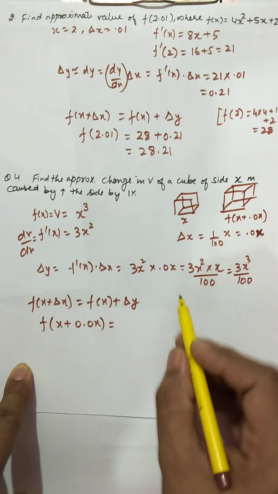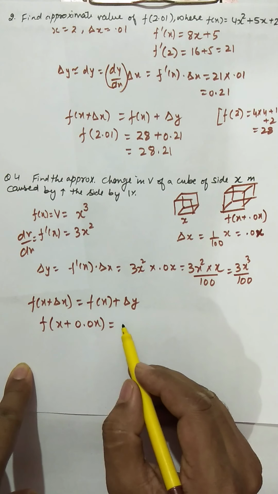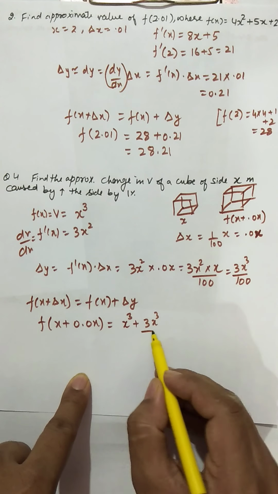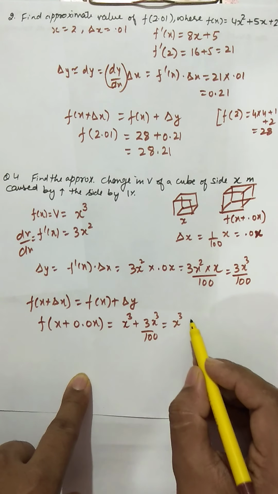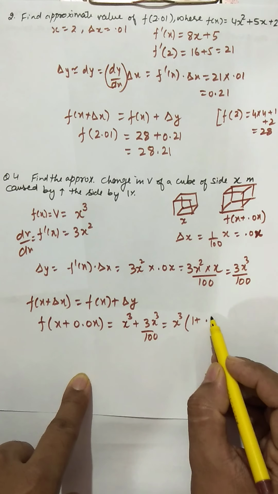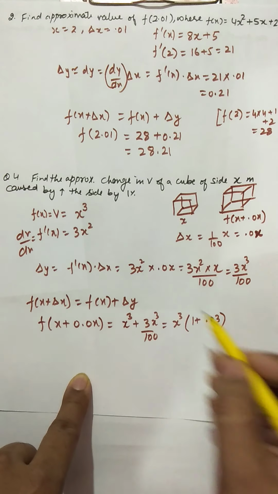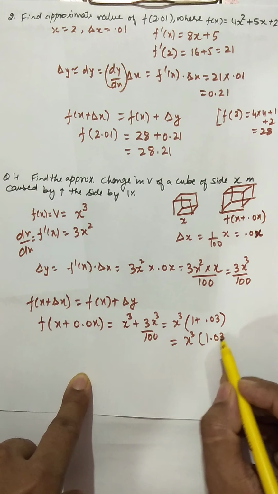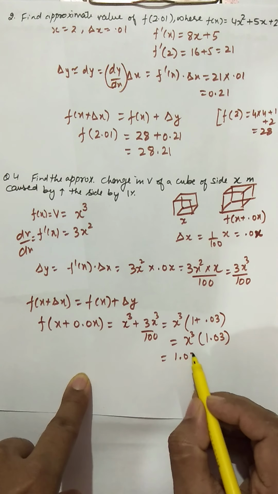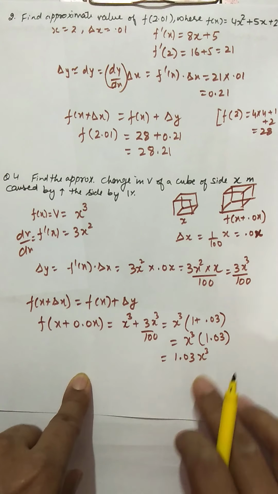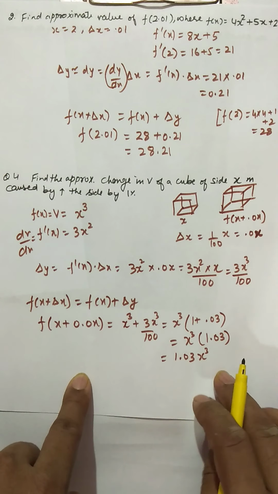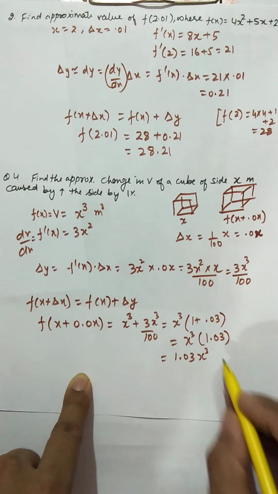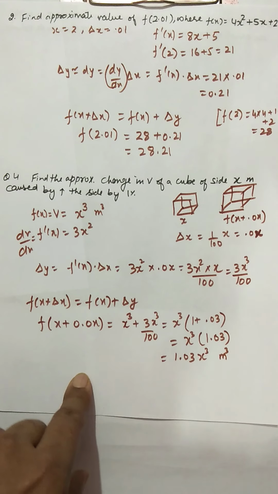And f(x) is simply x cube, and delta y is going to be 3x cube upon 100. So you can take x cube common. So this is 1 plus 0.03, you can take it like this. So it's going to be x cube into 1.03, and you can write simply 1.03 x cube. And because this is a volume, the unit is cube, we can assume this as meter. It's given already, so this is meter cube, and this is also meter cube.